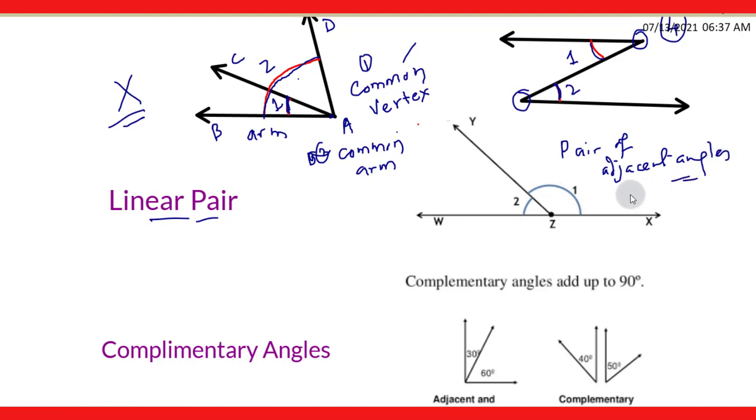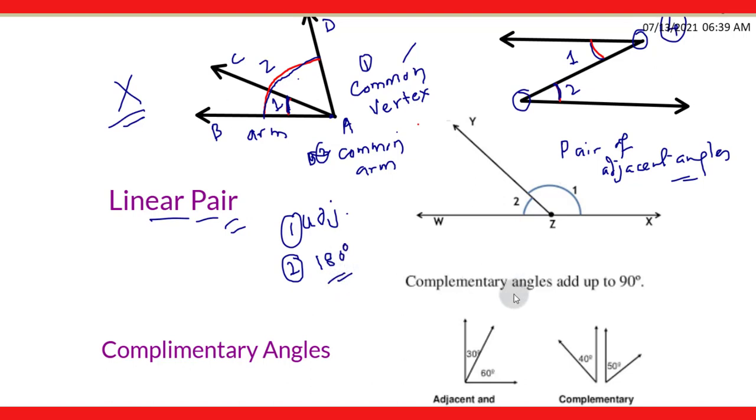So all the properties of the adjacent angles should be applicable here: it should have a common arm, it should have a common vertex, and both the angles should not be overlapping. Correct? So if these three conditions are satisfied, then we can say that it is a pair of adjacent angles. But for the linear pair, the sum of these two angles should be 180 degrees. If the sum of these two angles is 180 degrees, then we call it a linear pair. So the first condition is that it should be a pair of adjacent angles, and the second condition is that the sum of the two angles should be 180 degrees.